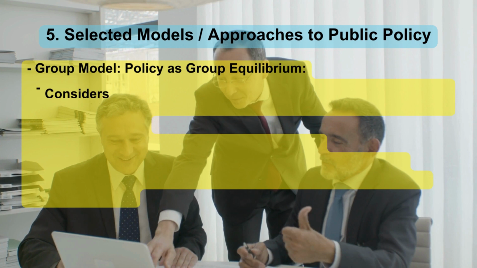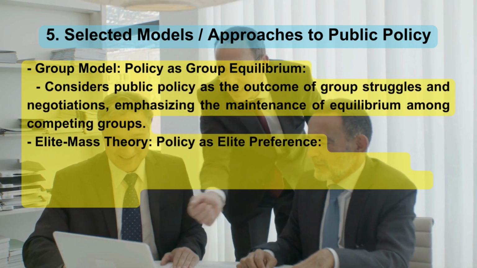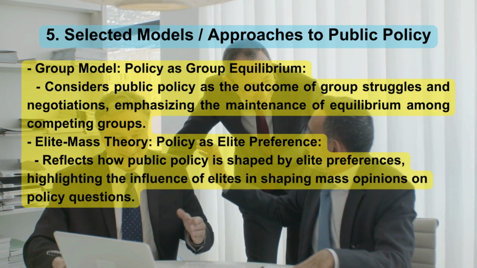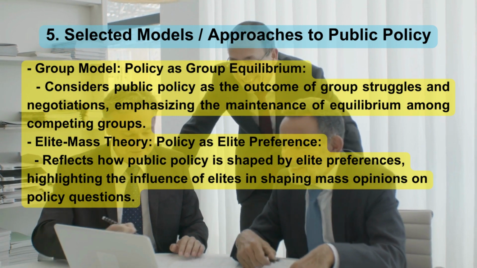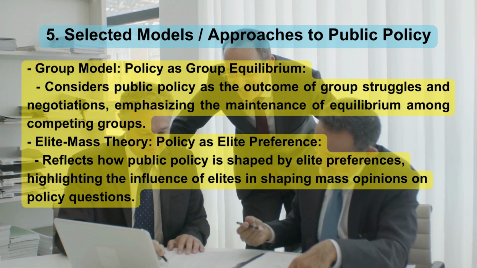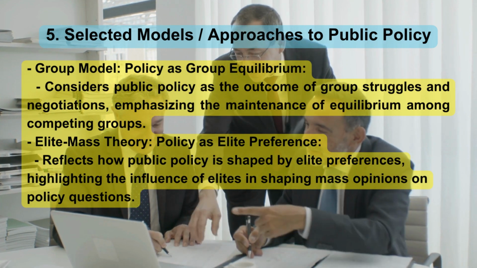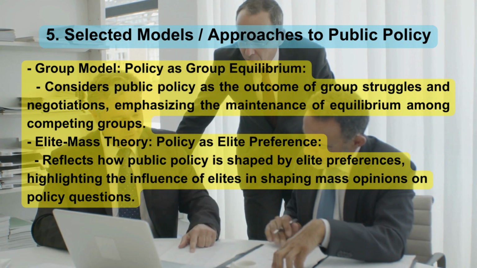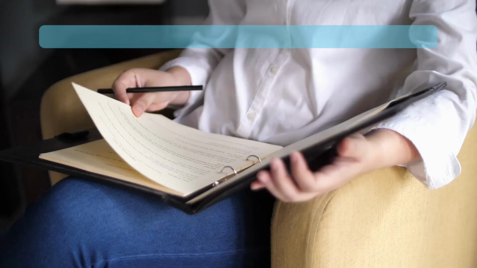Group model, policy as group equilibrium, considers public policy as the outcome of group struggles and negotiations, emphasizing the maintenance of equilibrium among competing groups. Elite mass theory, policy as elite preference, reflects how public policy is shaped by elite preferences, highlighting the influence of elites in shaping mass opinions on policy questions.